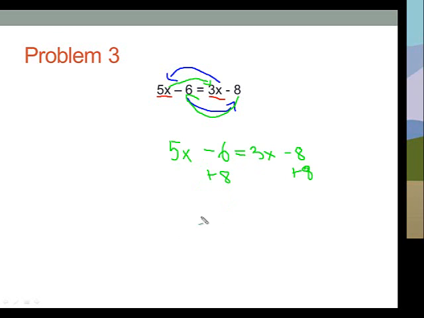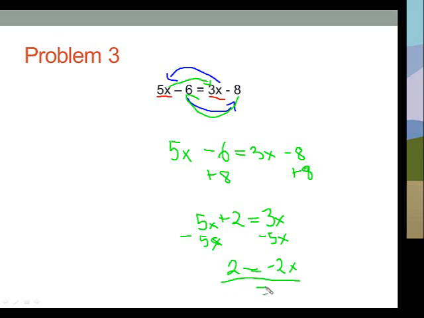This is 8 plus negative 6. So this is 5x plus 2 equals 3x. Now we have to do minus 5x, minus 5x on both sides. So then we get 2 equals negative 2x. And now what we have to do is divide by negative 2. Now that would be x equals negative 1. But we don't know if that's right, especially with these two where variables are on both sides.